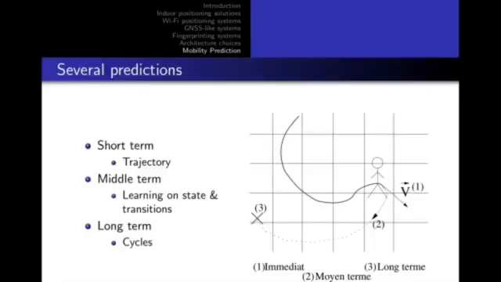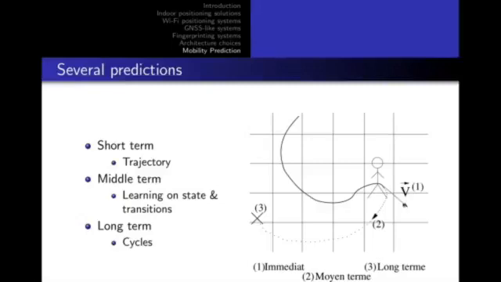First, let's see what the terms of the predictions can be. So first you have the short term, which relies logically on trajectory modeling. So here you have your real trajectory. There you can extract the speed vector and try to infer where the person is going.